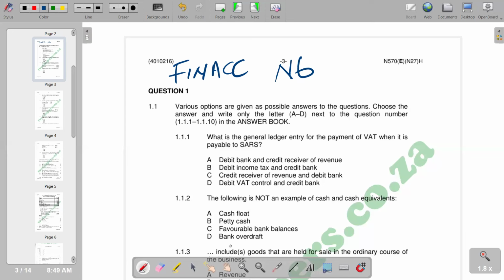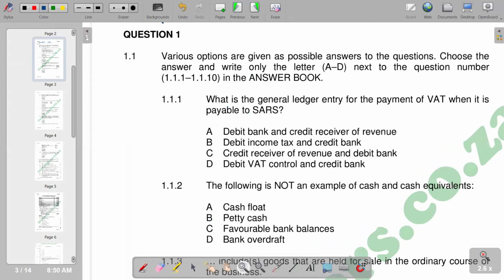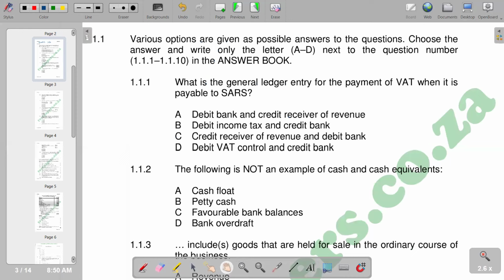With the first question that we have, I want our multiple choice section, and maybe we can try to zoom out. So 1.1.1 is our first question. It reads, what is the general ledger entry for the payment of VAT when it is payable to SARS? Remember, we enter or adjust VAT in the VAT control account.